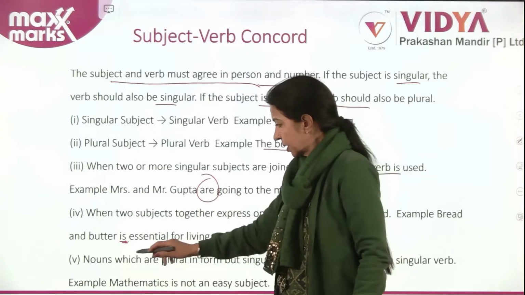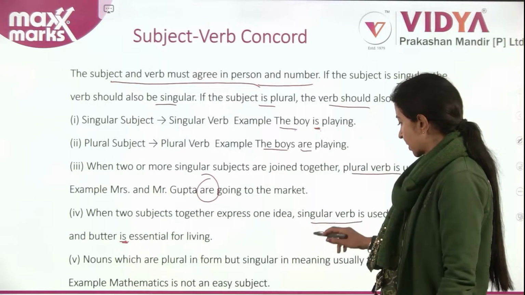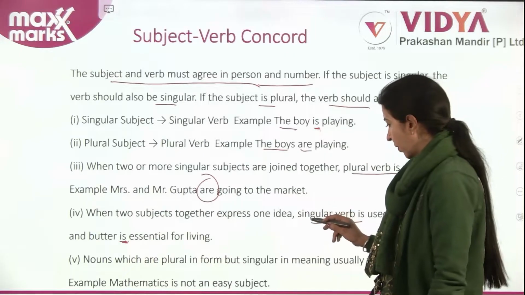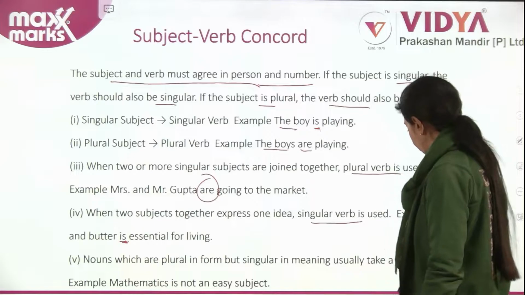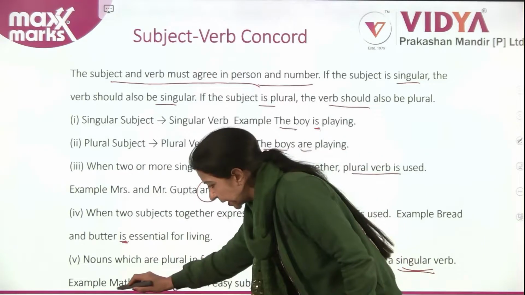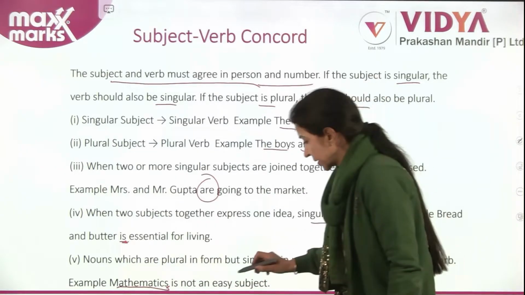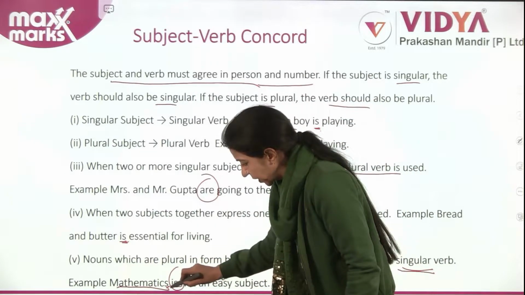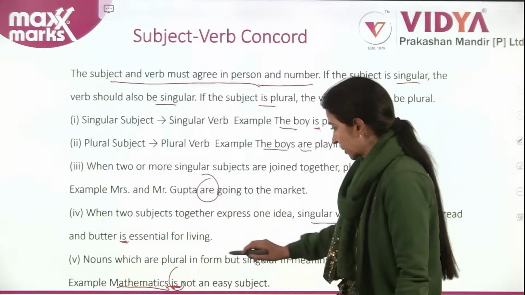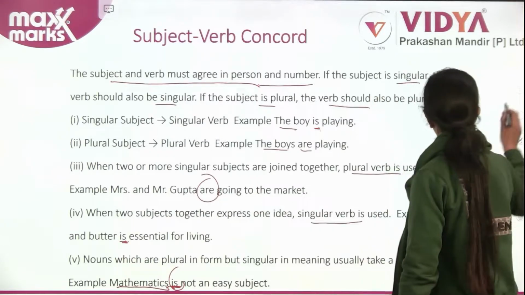Next we have nouns which are plural in form but singular in meaning. Nouns which are plural in form but singular in meaning usually take a singular verb. Example, mathematics, ending in s, mathematics is not an easy subject. What are we using? We are using a singular verb. Although it's a noun plural in form, it will take a singular verb.